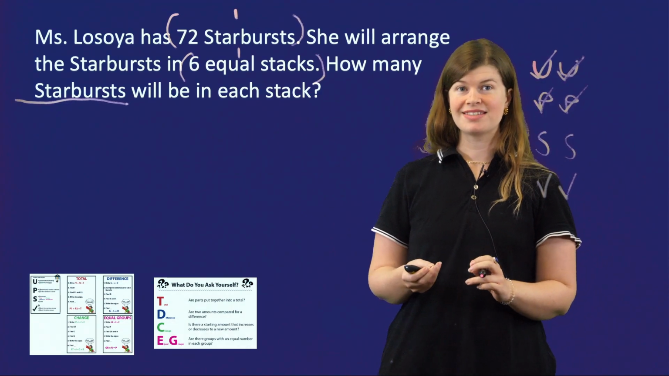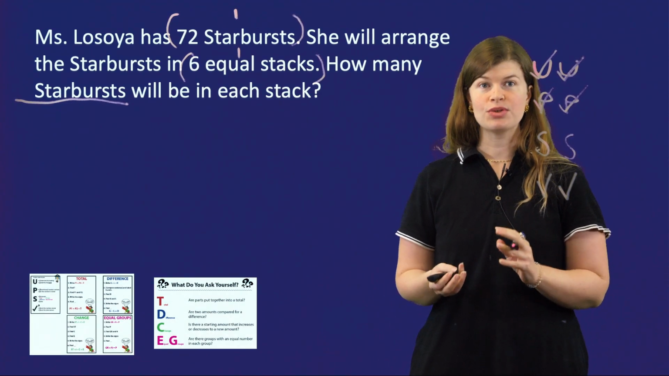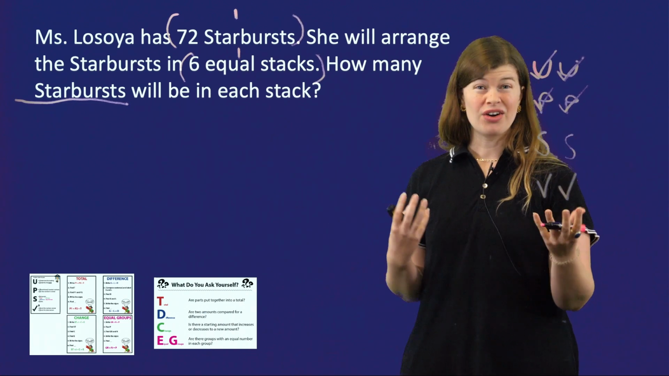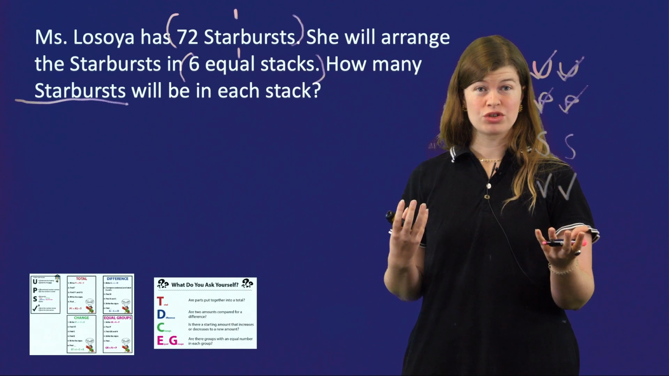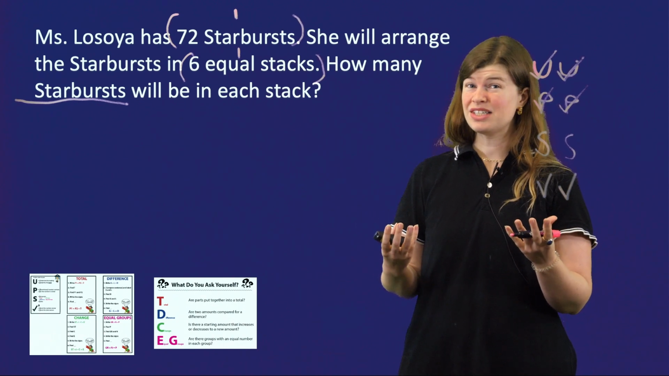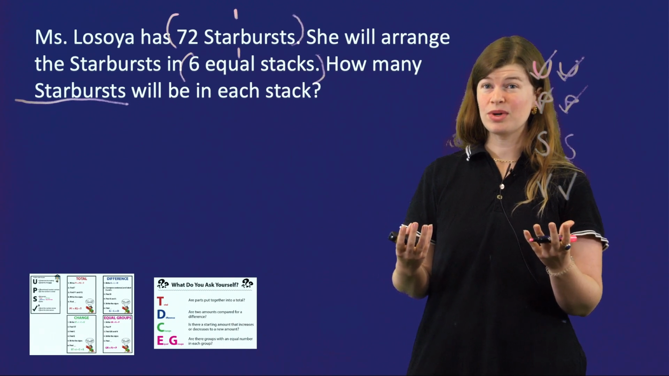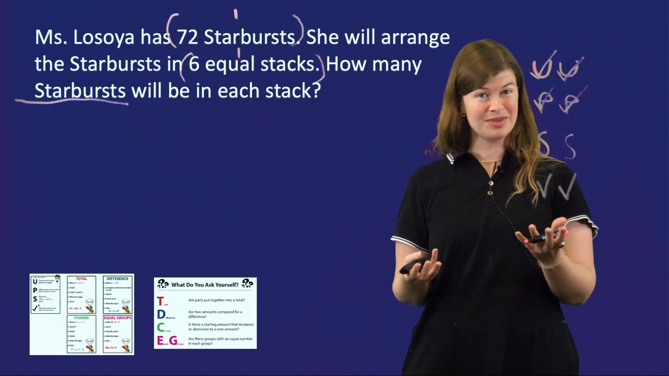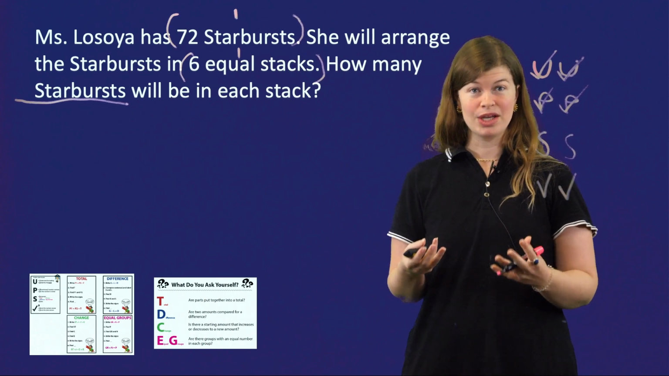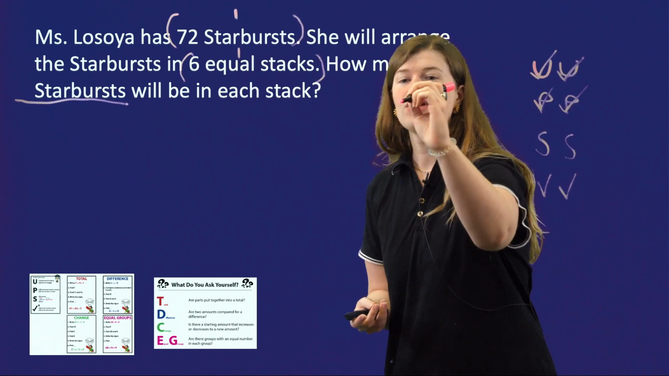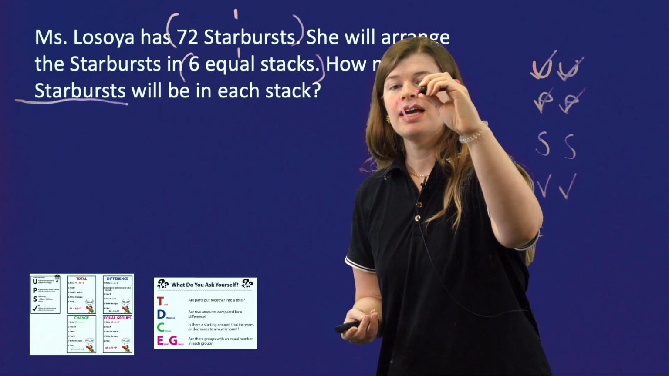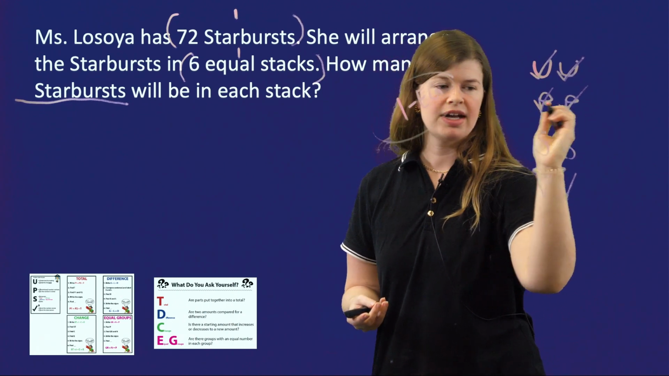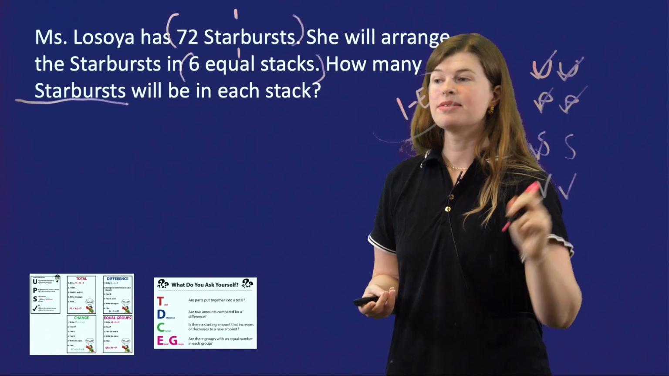Our first S stands for schema, so students can use the what do you ask yourself poster here. Are there groups with an equal number in each group? Here we have 72 starbursts, and Miss Lasoya is going to put them into 6 equal stacks. Those sound like equal groups to me, so this is a single step equal groups problem. I can put a 1 for single step, and an EG for equal groups, and circle it just to keep myself organized. And I can check off this first letter S.